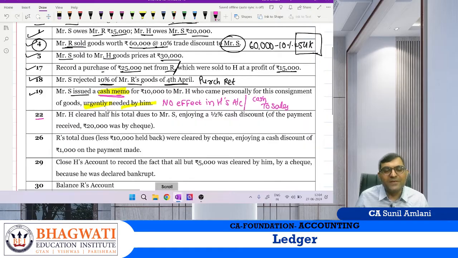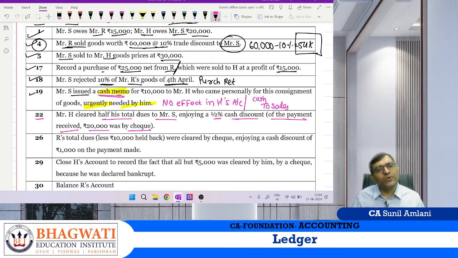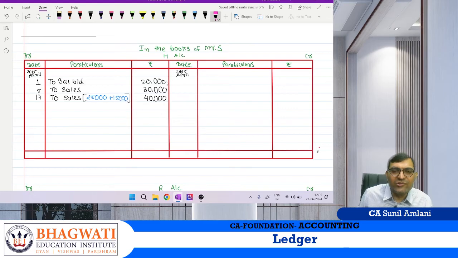22. Mr. H cleared half his total dues to S, enjoying half% cash discount, and of the payment received 20,000 by way of check. Okay, so he told that 50% on 22nd, 50% of dues he wants to clear. And on that 50% due what he's clearing, we are giving him half% cash discount. So whatever after cash discount the amount comes, for that 20,000 is given by check. What about remaining amount? Has to be by cash.